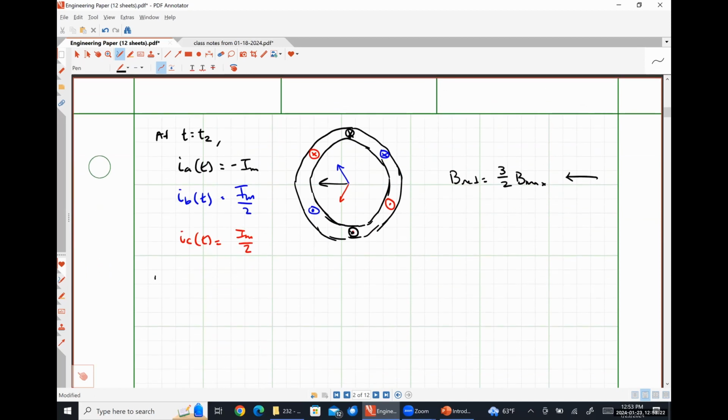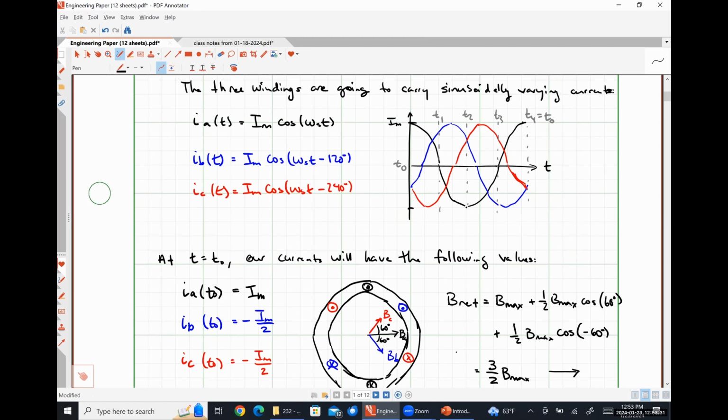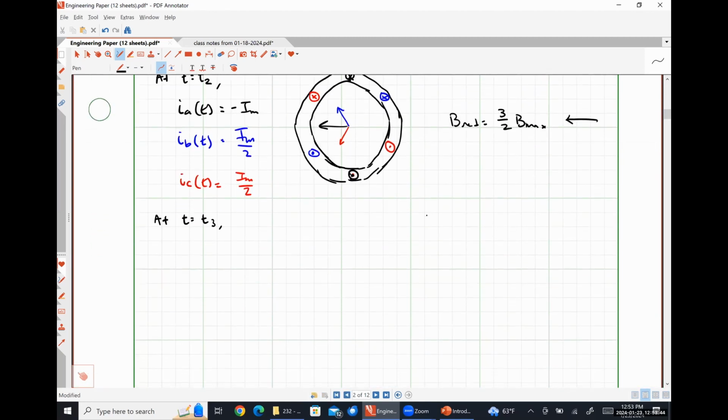And then finally, at t is equal to T3, we look back up here. It's effectively the exact same situation that we had at t is equal to T1, except that all of the directions of our current are reversed as well, right? So IA is 0. IB is negative √3/2 times IM. IC is negative √3/2 times IM. And our net magnetic field is going to be 3/2 B max, but it'll be direction down this time because it was direction up at t is equal to T1.